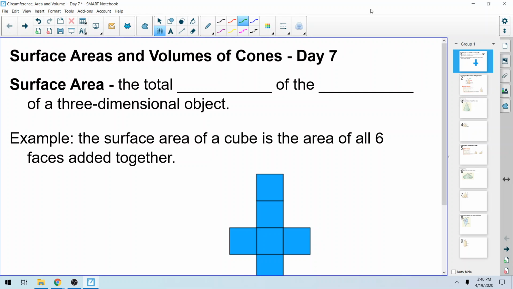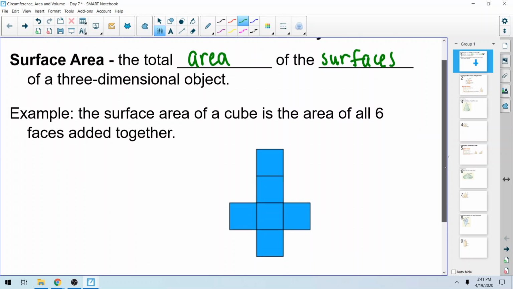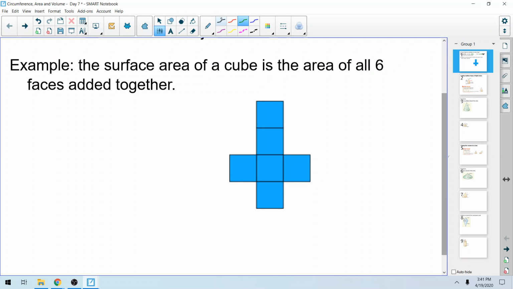So if we're looking at the definition here, it says surface area is the total area of the surfaces of a three-dimensional object. And then, for example, it says the surface area of a cube is the area of all six faces added together. So if we think about a cube here for a minute, I could draw an actual cube. And I apologize because I am not the best artist, but there's your cube.